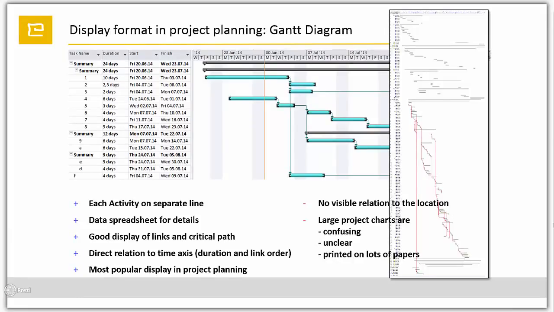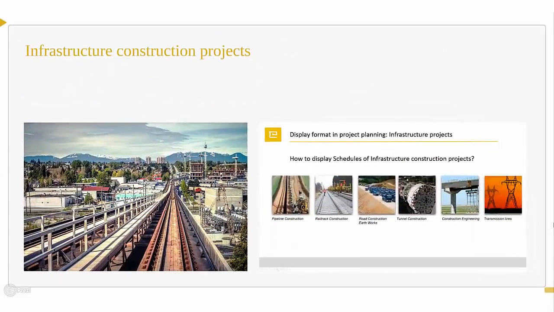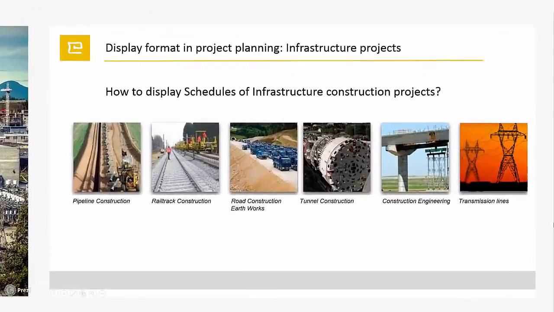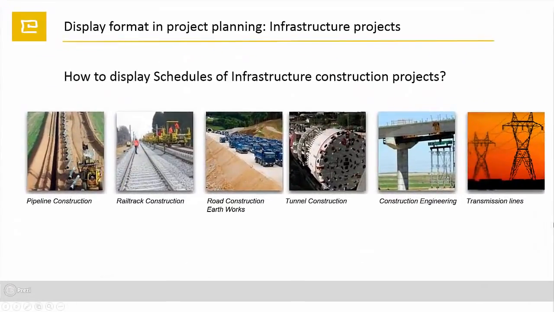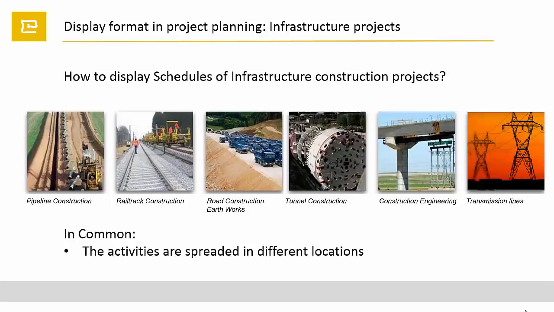So if we are looking at infrastructure projects, the question is how to display schedules of infrastructure projects. Pipeline, rail track, road construction, earthwork projects, tunnels, bridges and transmission line projects. All those projects have in common that the activities are spread in different locations. The locations are defining conditions for the schedule. I would like to show some common location conditions along a road picture.